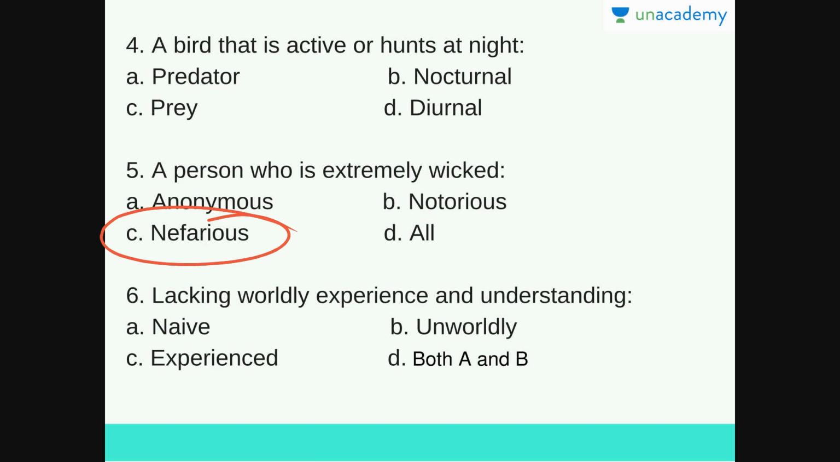Next is lacking worldly experience and understanding. Options are naive, unworldly, experienced or both A and B. The answer for this question is D, both A and B. Naive and unworldly are synonyms of each other. They both mean lacking worldly experience and understanding. And experienced is a person who has experienced the ups and downs of life, and has seen the good and bad sides of people. So a person who has a lot of experience will be experienced. So the answer is both A and B, because naive and unworldly are synonyms of each other.